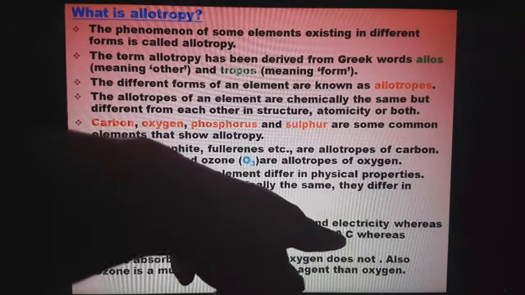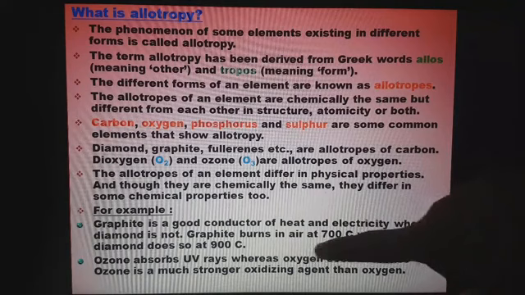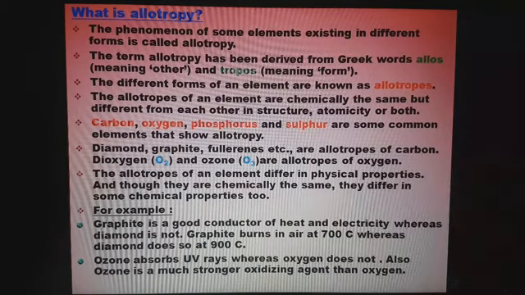Graphite burns in air at 700 degrees Celsius, whereas diamond does so at 900 degrees Celsius. So at what temperature does graphite burn? 700 degrees Celsius, and diamond burns at 900 degrees Celsius. So this is one of the chemical properties in which they differ.